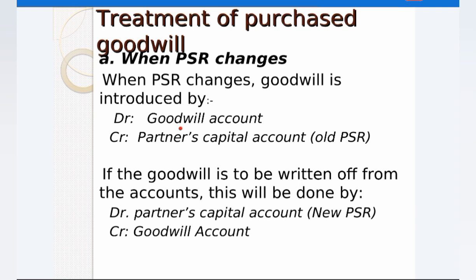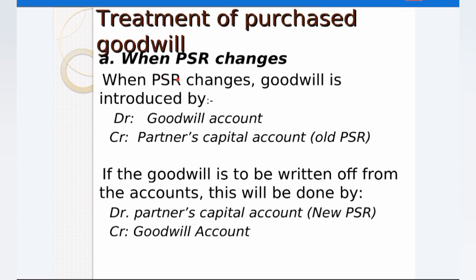So you determine the goodwill, let's say 500,000, and therefore you will debit the goodwill account with 500,000, and that goodwill will be shared amongst the partners in the old profit sharing ratio. So you will credit the partners' capital accounts with the share of goodwill using their old profit sharing ratio.